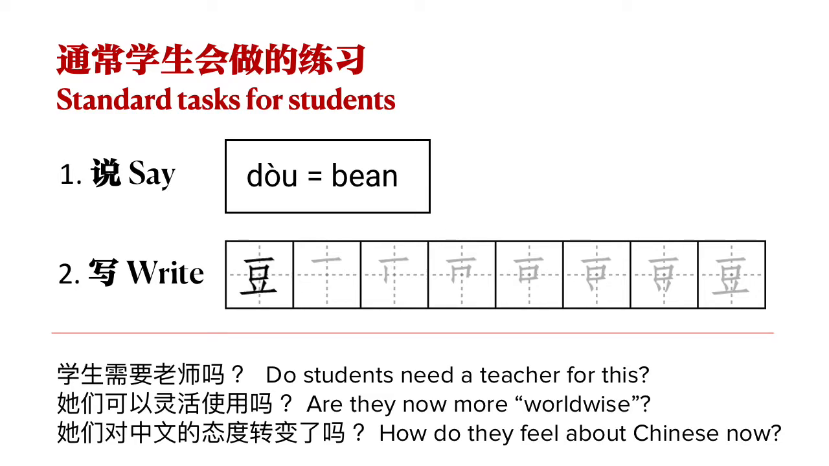Let's take learning the word for bean as an example. Most of us as teachers will focus on what we want our students to memorize: the pronunciation, the tone, the pinyin spelling, the order of the strokes in the character, and so on. And we'll focus on how to get our students to memorize: repetition with flashcards, character tracing, quizzes, and so on.